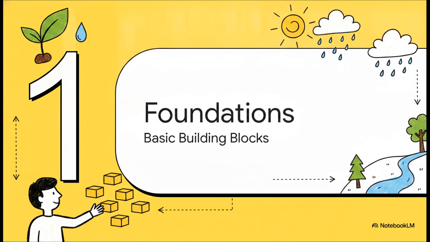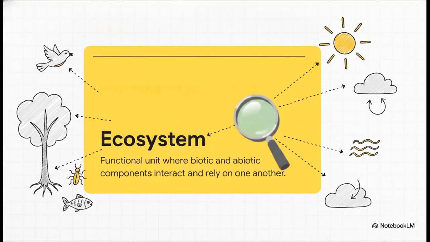Okay, let's dive right into this. Before we can understand how to save the environment, we've got to define what it actually is, right? So here's a crucial anchor point for your notes: an ecosystem. It's a functional unit where biotic, meaning living components like plants and animals, interact with abiotic, or non-living components like light, temperature, and atmospheric gases. They rely entirely on one another to survive. It's honestly like the ultimate team project where absolutely nobody can afford to slack off.